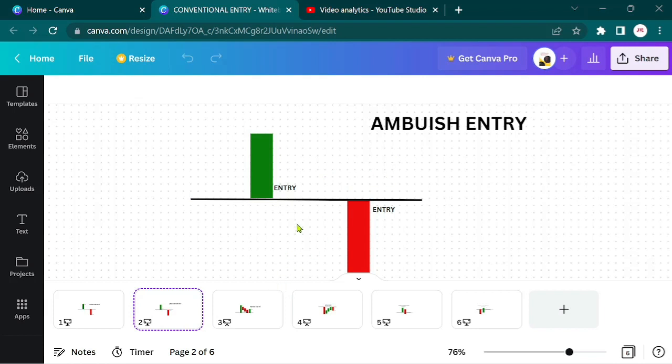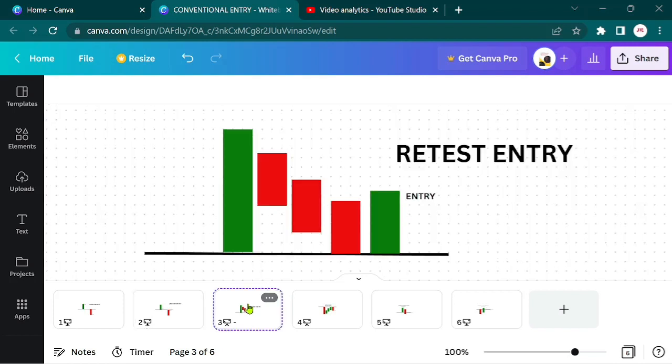But one thing you must remember, scalpers have no option. They have to take ambush entry. If they have to go on the upside, immediately when the candle crosses the resistance, they will take the entry. Then the third type is the retest entry.